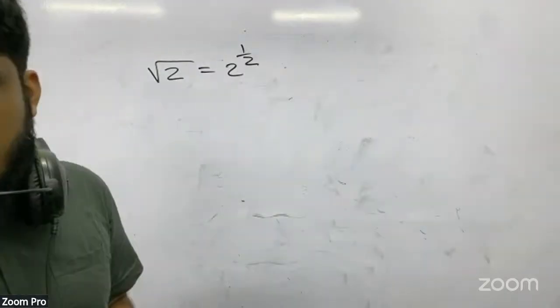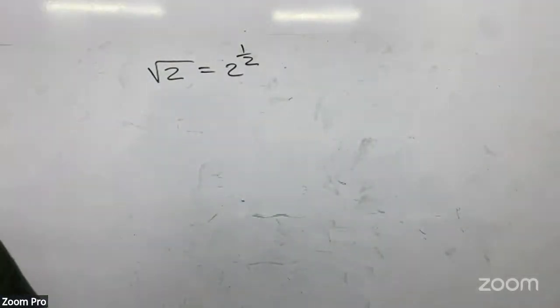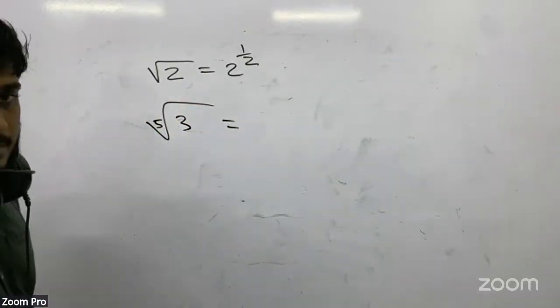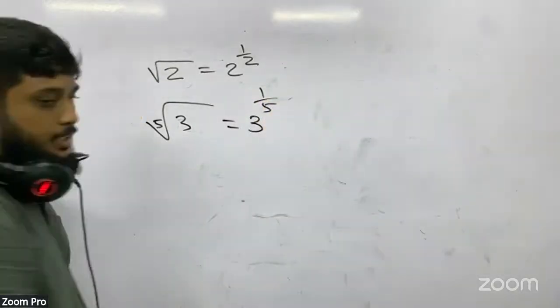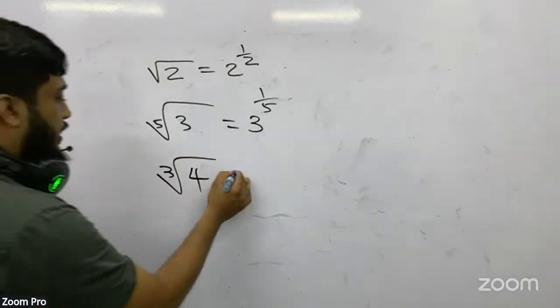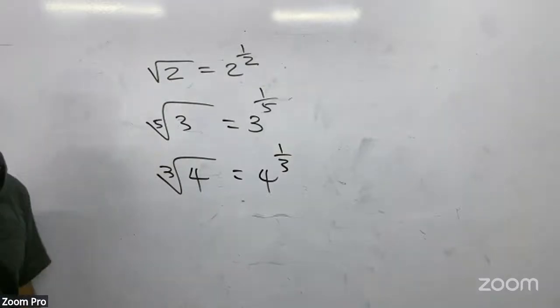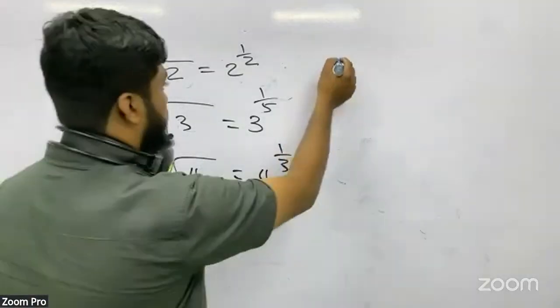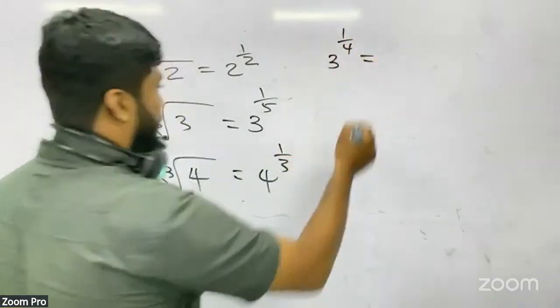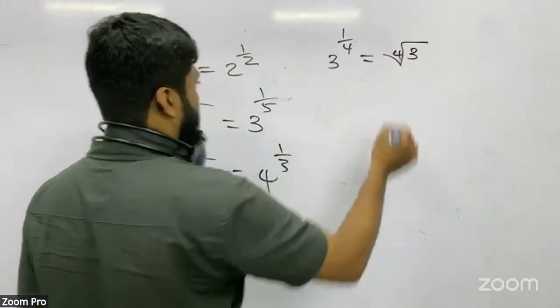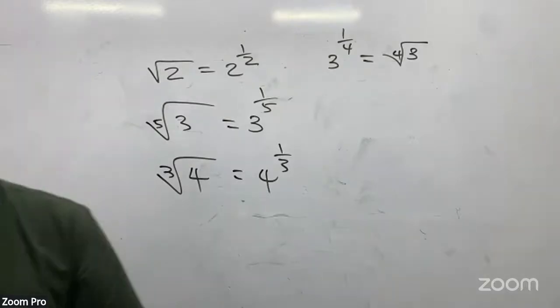Very good. What is the next question? 5 square root 3. How should you put this? 3 to the power 1 over 5. Well done. Next one, 3 root 4. Then what should I write? 4 to the power 1 over 3. Right. Then next one, 3 to the power 1 over 4. No, you took it as 1.3, but that is 3 to the power 1 over 4. It means 3 should be inside 4, inside the hook. Next one.